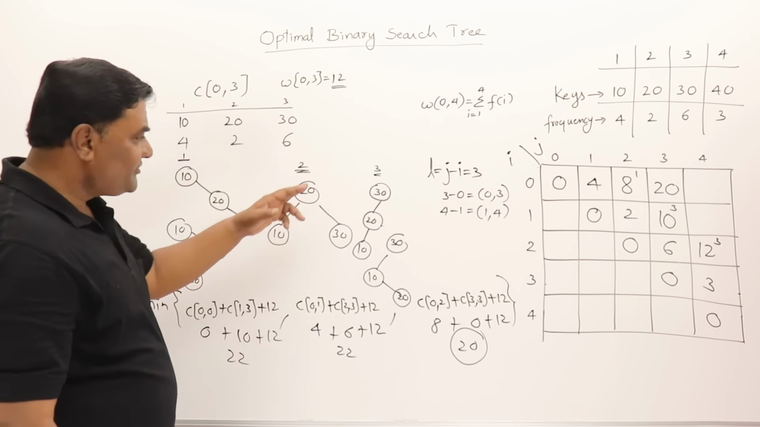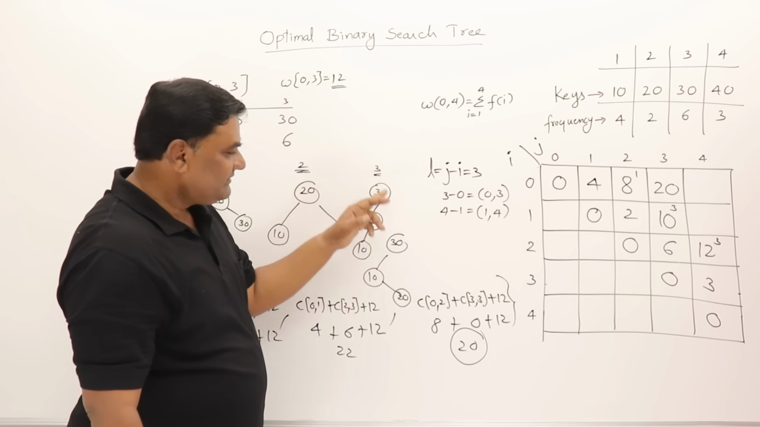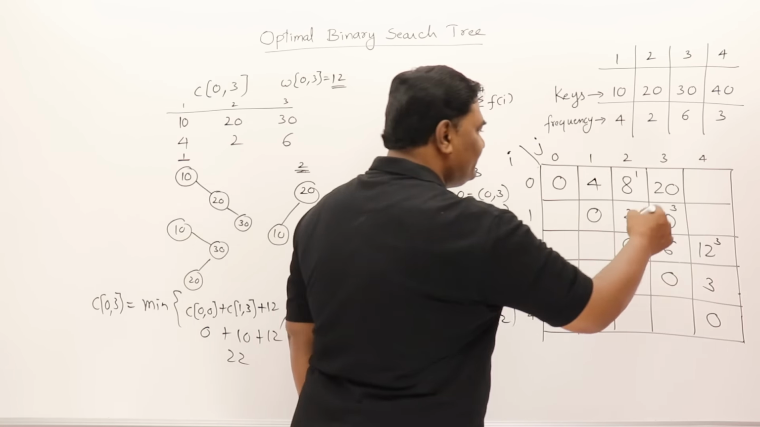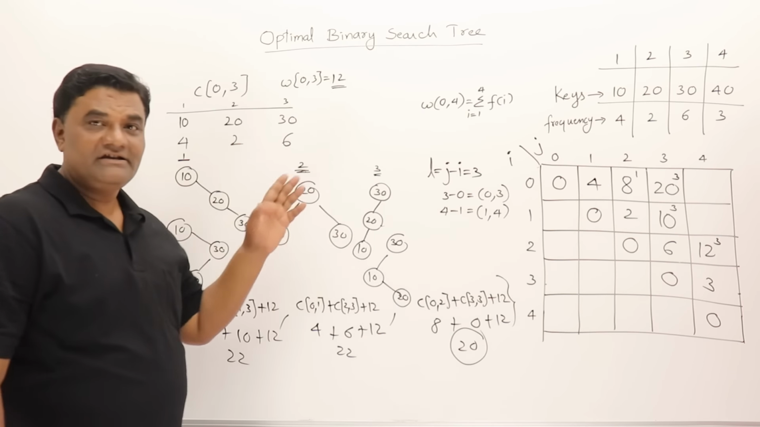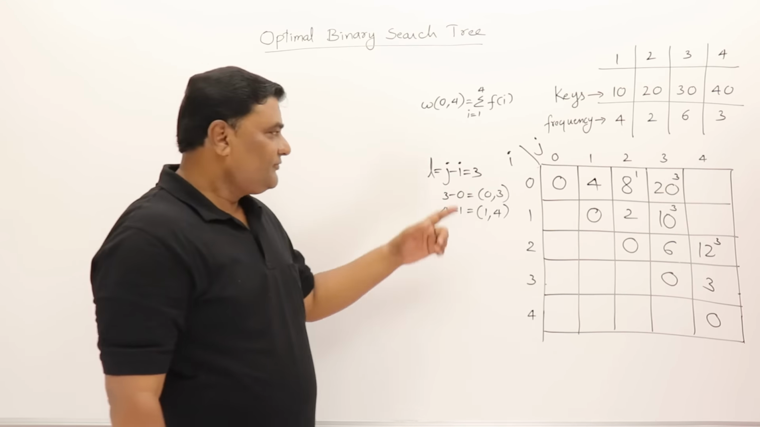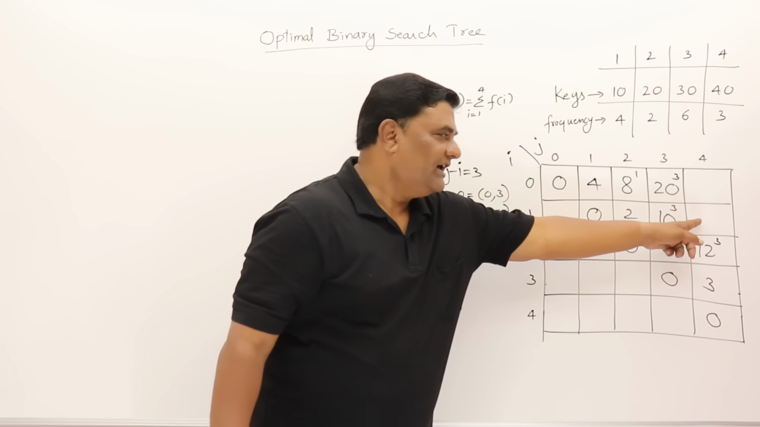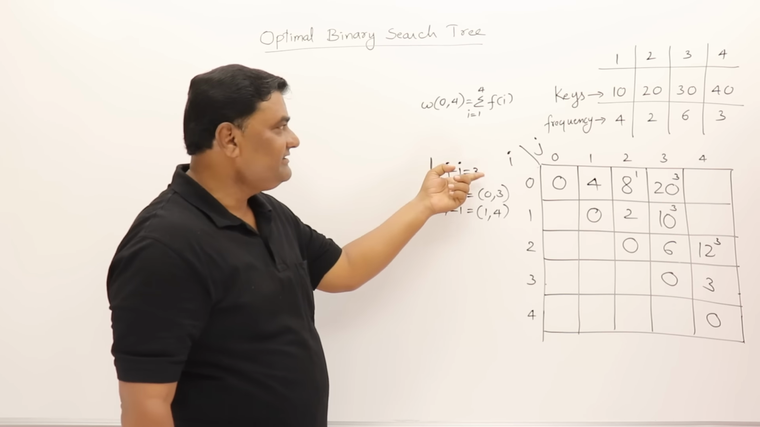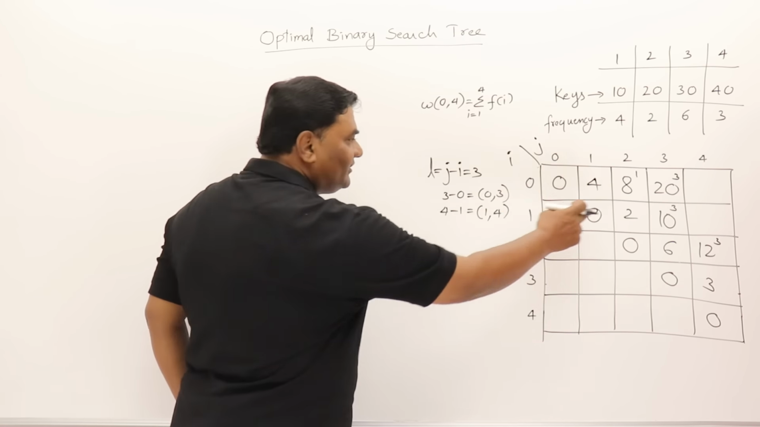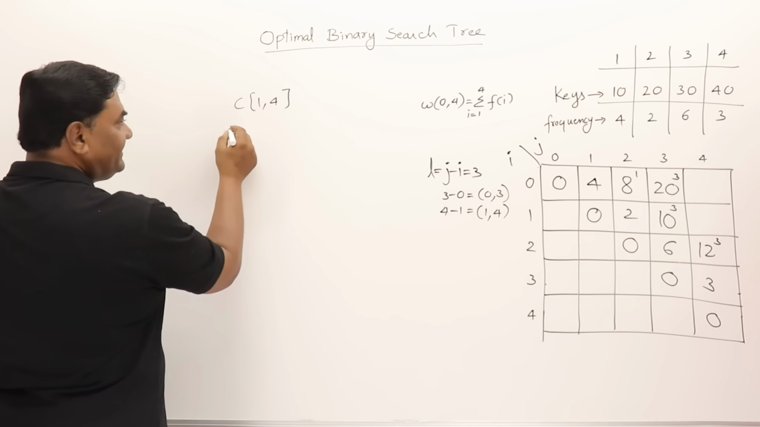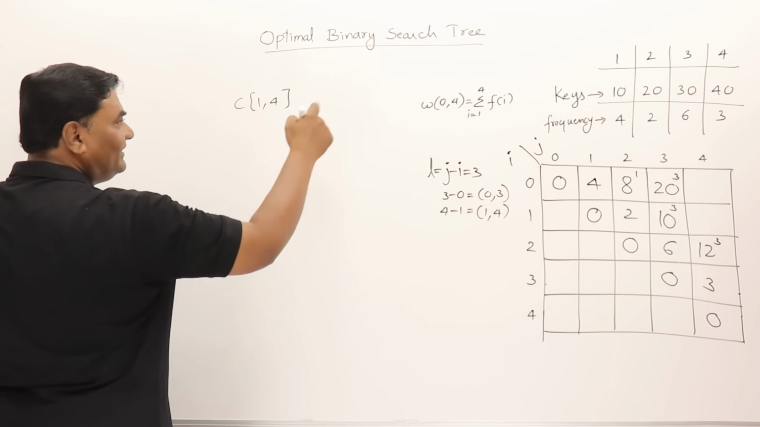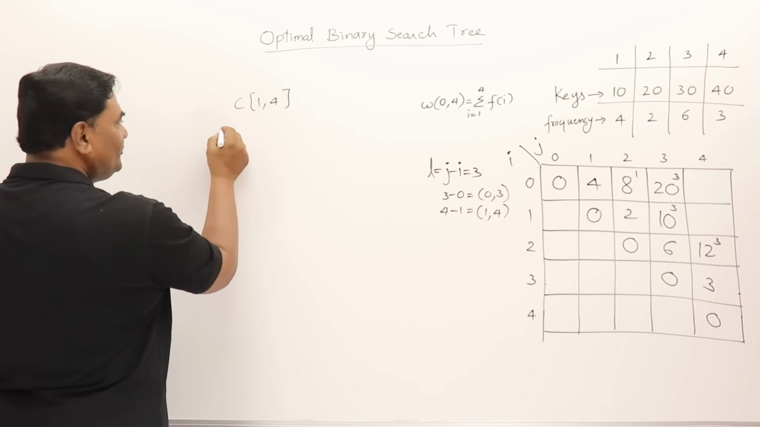And which root has given us answer? 3. Third root has given us the answer. So this is third root has given us the answer. So third key should be a root. I have to find out next value, this one, for 3 keys, and that is 1 comma 4. C of 1 comma 4. So what are the keys? Just ignore 1 and start taking the key from 2 onwards.